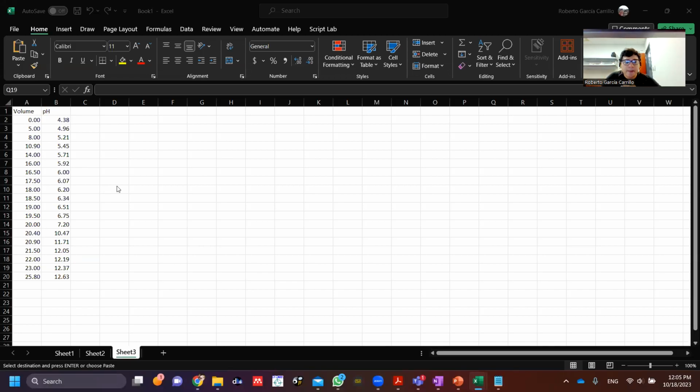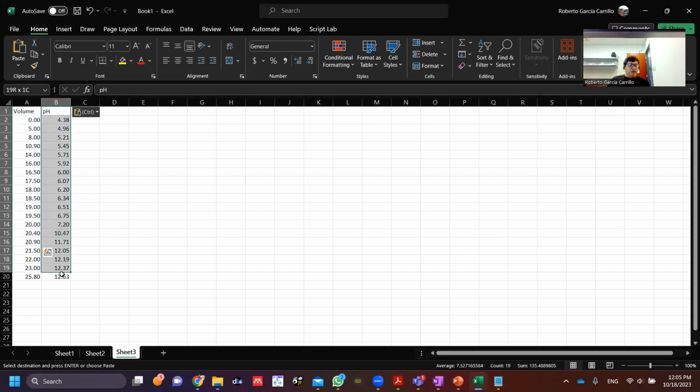Hello students, this is just a small tutorial to show you how to obtain your endpoint from your titration data. In your titration data, you should have two columns, one for the volume and one for the pH at each new additional volume that you added for your titration.